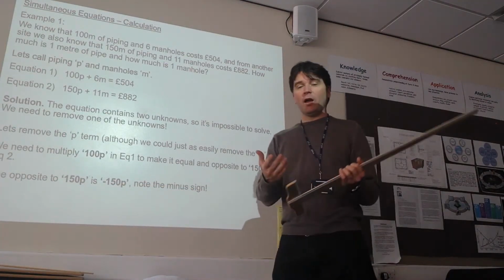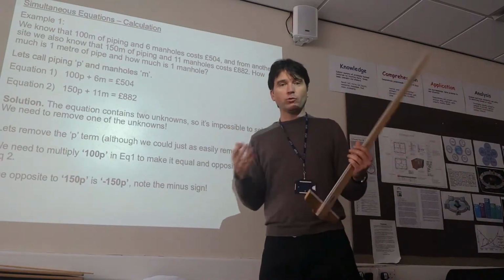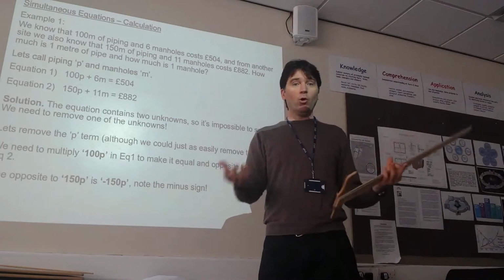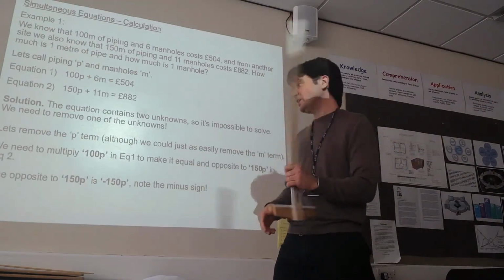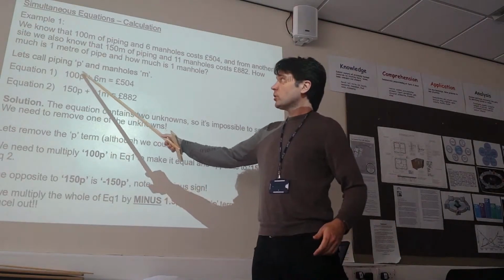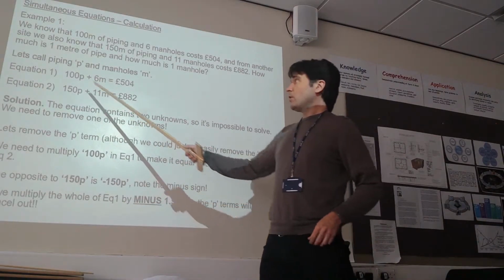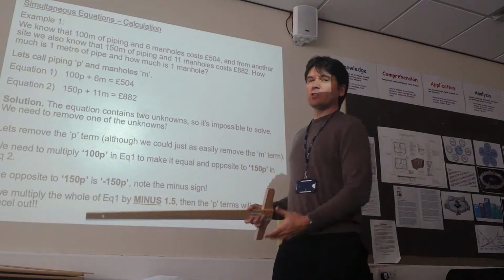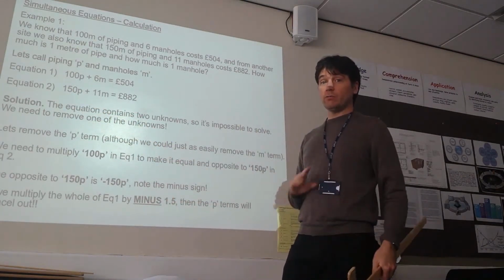The opposite to having 150 pipes is to have someone come and take them from you and to have no pipes. So they've taken them away, they're minus 150p. So if we multiply the whole of this equation by minus 1.5, then we'll get a new equation, equation 3, and that'll cancel out bits in equation 2, which we're going to do on the next and final page.